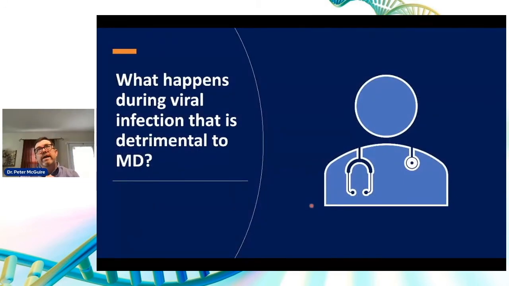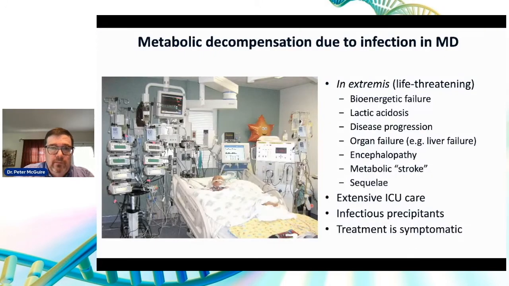So what is it about viral infection that essentially can be detrimental to kids with mitochondrial disease, as well as other inborn errors of metabolism? Well, metabolic decompensation, right? So here I'm showing you an extreme scenario. This is not one of our patients. This is just a picture that I took from Google. But the reason I put it there is because it really does demonstrate the level of care that actually may be required during these episodes of metabolic decompensation. So these can be extreme situations, which can be life-threatening.